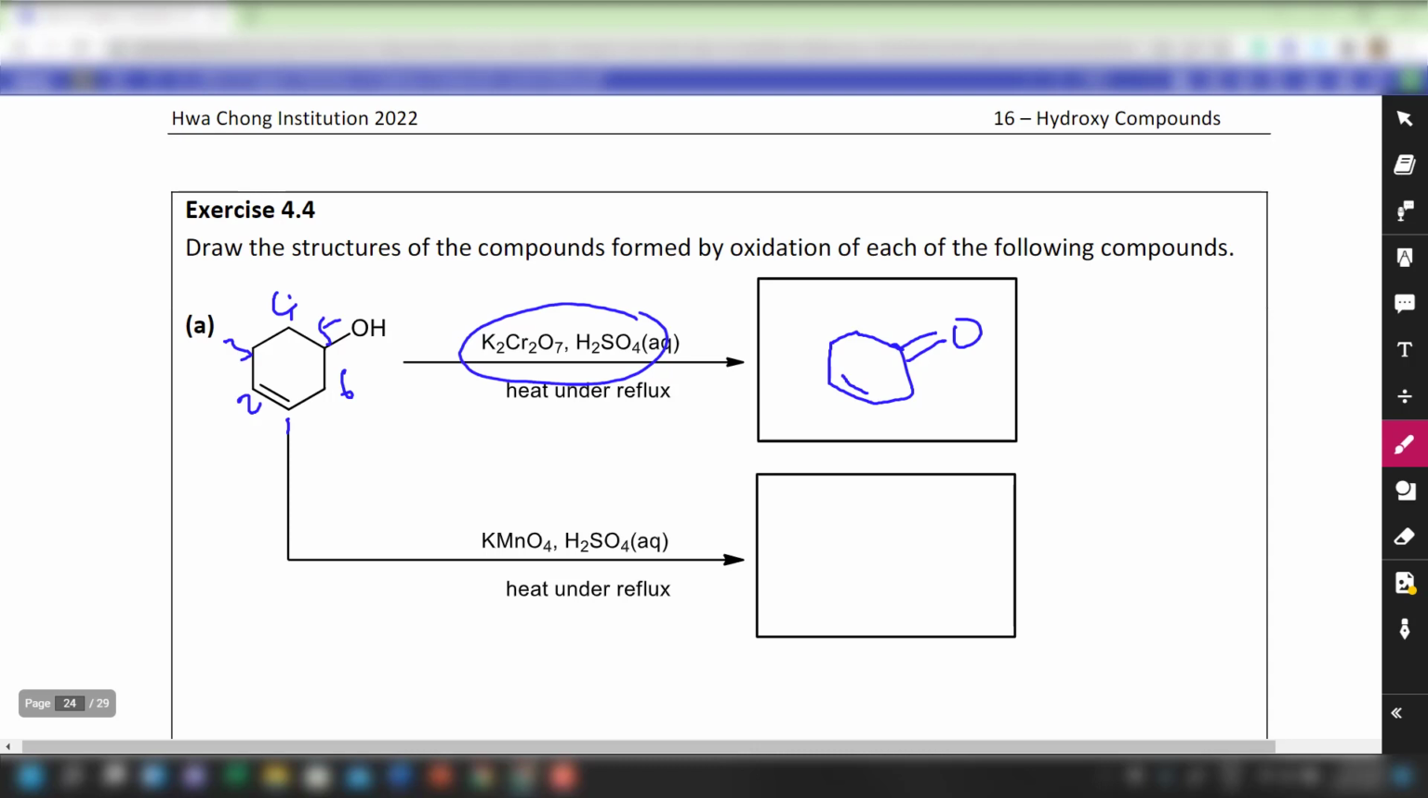So in this case, my products, I'm going to draw it out very quickly. So this is a carboxylic acid. So that's 1, then 6, 5, 4, 3, and then 2 will be a carboxylic acid. Oh, sorry. Yes, sorry. What am I doing? So another carboxylic acid here. I hope that's fine.